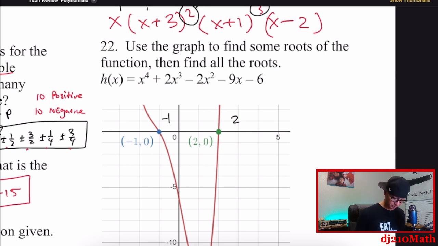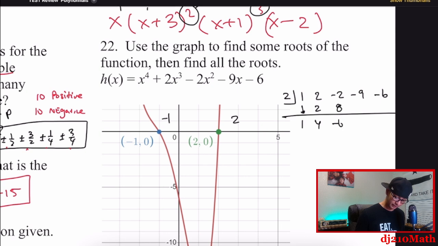So let's start with 2. It says 0, so I'm expecting a 0 remainder. And all the x's are there in descending order. So 1, 2, -2, -9, -6. Bring down the 1. 1 times 2. When we add, we get 4, times 2 is 8. +6, times 2 is 12. Plus -9 is +3. Times 2 is 6, which gives 0, as expected.